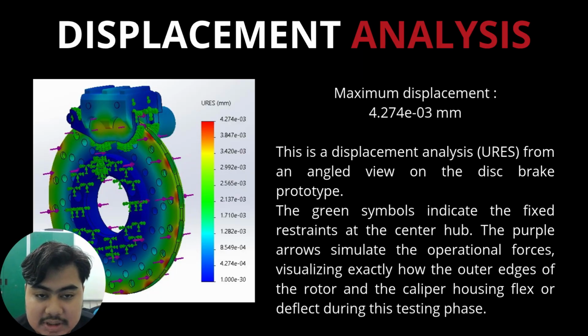Next is displacement analysis. Maximum displacement is 4.27. This is displacement analysis from an angle view on the displaced prototype. The green symbols indicate the fixed restraints at the center hub. The purple arrows simulate the operational force, visualizing exactly how the outer edge of the rotor and the caliper housing flex or deflect during the testing phase. You see the green one is the one that is getting the force that presses the brake disc and the brake pad.